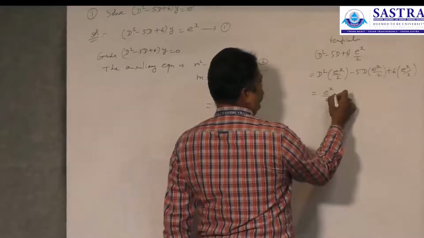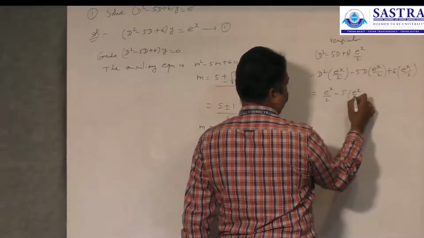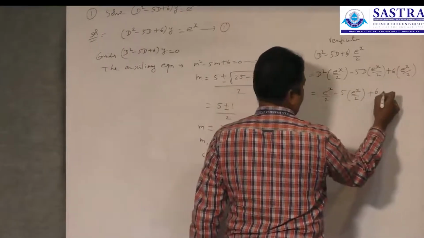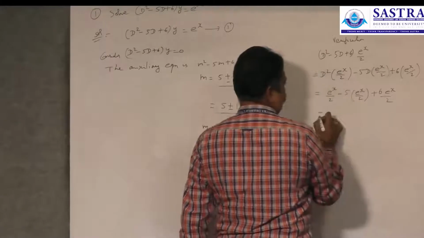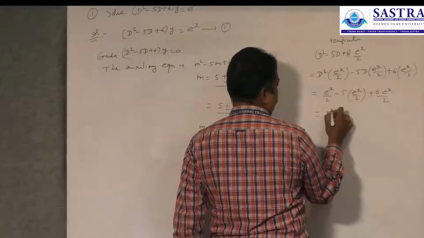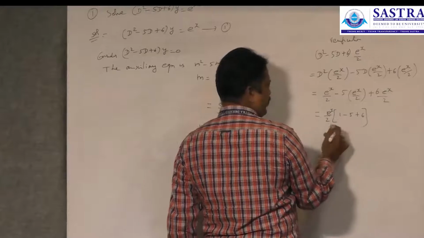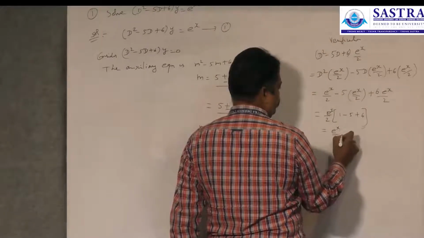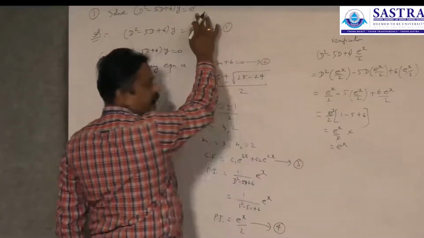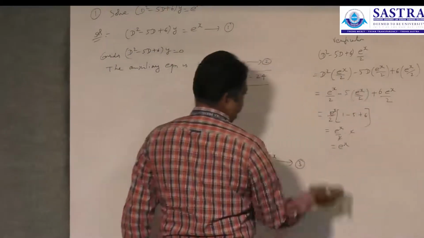minus 5 into, when you operate D upon e power x by 2, you will be getting e power x by 2. You keep this term as it is, 6 e power x by 2. 1 by 2 is common, and e power x by 2 is common, so we get 1 minus 5 plus 6. 6 plus 1 is 7, 7 minus 5 is 2, so e power x by 2 into 2. The 2 gets cancelled, and we get e power x, which is the right hand side. So therefore, our particular integral is correct.